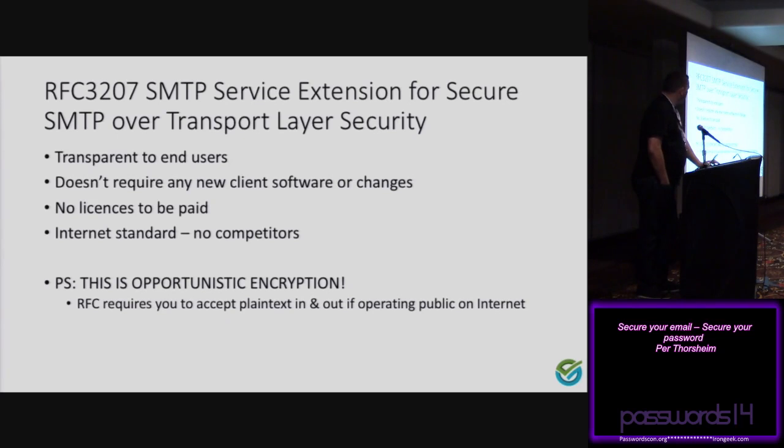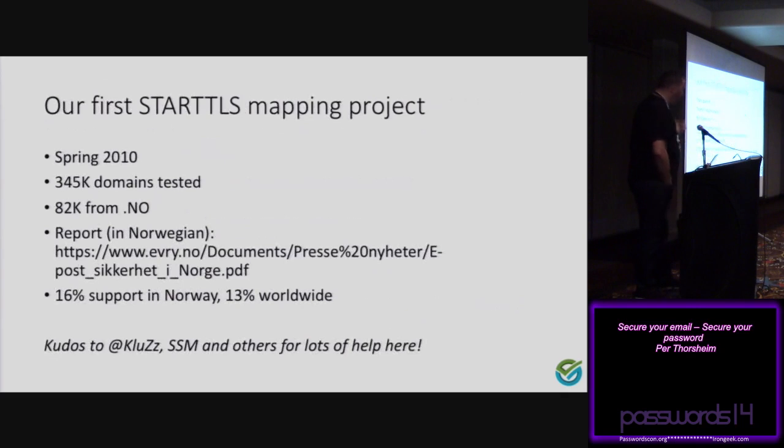One of the things about this RFC is that it also says that this is opportunistic encryption. It means that I want to send an email to you, dear mail server. Do you support STARTTLS? The other server will say, I have absolutely no clue what you're talking about. And then the RFC requires you to send the email in plaintext, and you have to comply with that publicly on the internet. That's the drawback of this one.